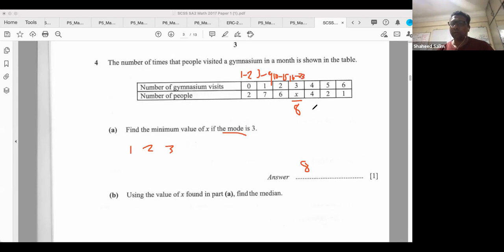Okay, the next one. 24, 25, 26, 27. Until 27. Then the next one, 28 and 29. The last one is 30. So now you have all the positions. Which one is the middle position?